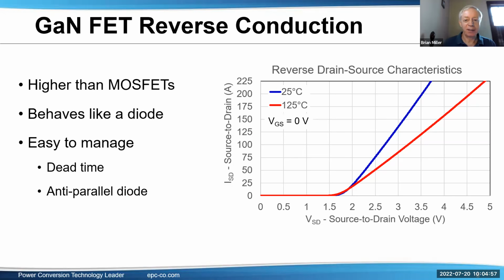Reverse conduction. Even though GaN FETs do not have a parasitic PN diode, they still conduct very well in the reverse direction through the main channel. Here's a graph. You'll see these are two different temperatures, 25 degrees C in blue, 125 degrees C in red. Yes, the voltage is higher than MOSFETs. It behaves like a diode, but it's easy to manage. Because there's no reverse recovery, the dead time can be very small. And there might be times when you want an anti-parallel diode, but there are also better ways of doing that in many power supplies, which we'll get into.